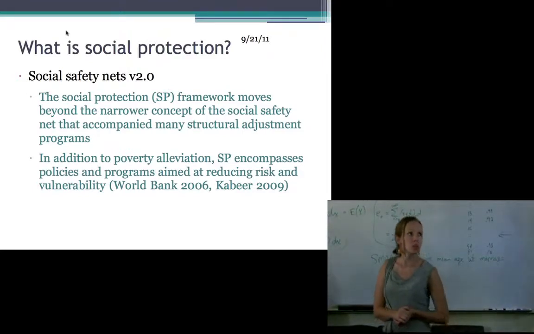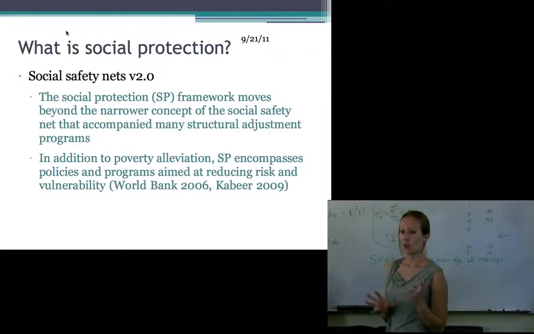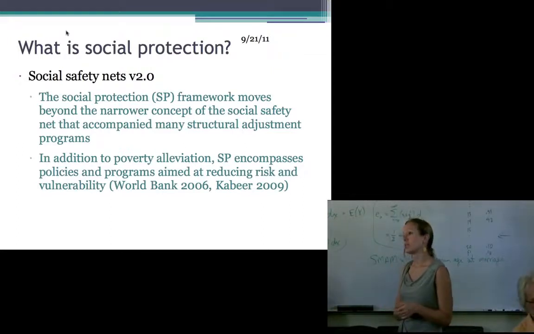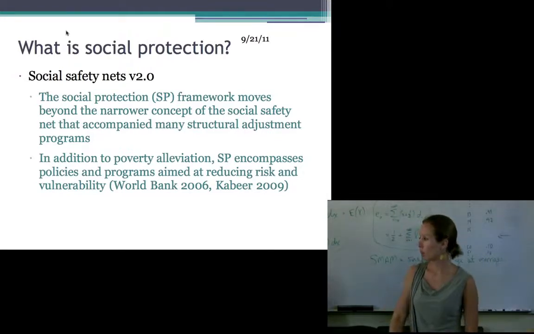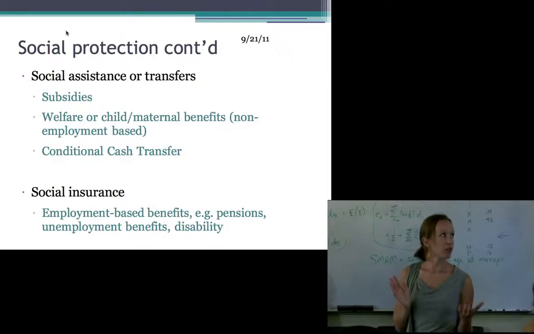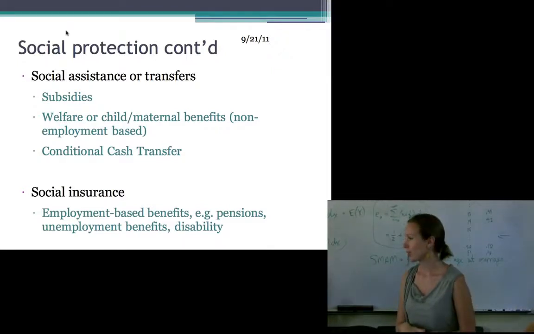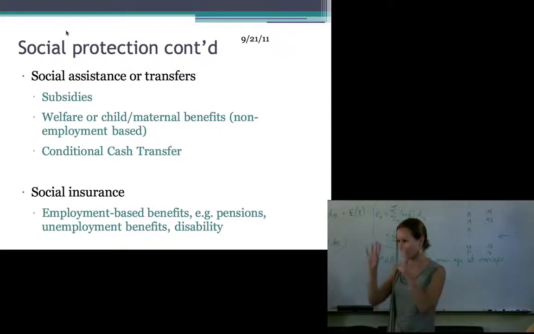The concept of social protection is now being pushed by a lot of the development agencies as a new and improved version of the social safety net that isn't focusing just on poverty alleviation, but on reducing risk and vulnerability among, in particular, the poor and those who are right above the poverty line. Being a new development concept, social protection is not particularly well defined. You will find most sources give it a different content, anything you read.